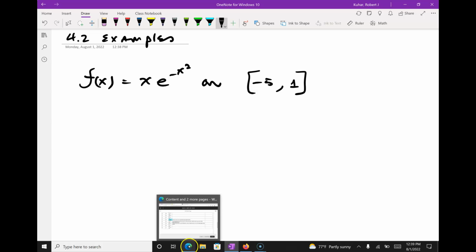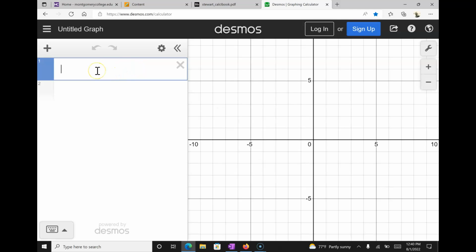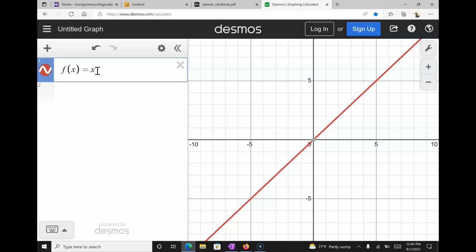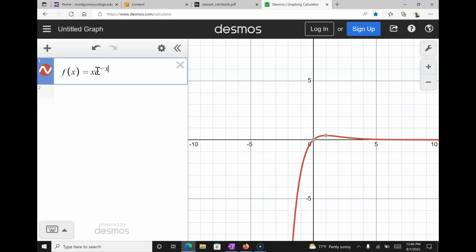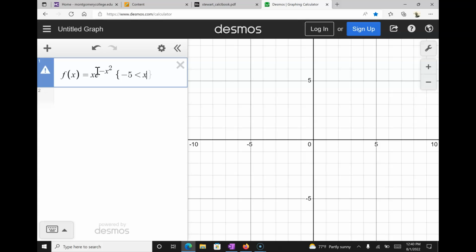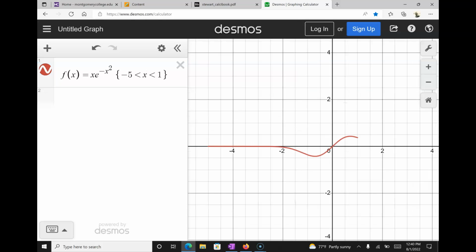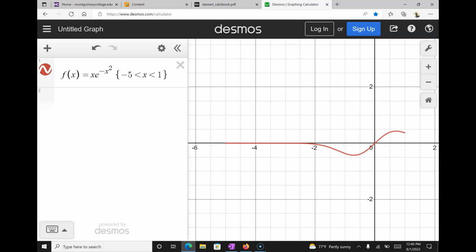So we want to look at this graph. So I'm going to Desmos. So are you. I'm going to take a look at my graph of this particular function, f of x equals x times e to the minus x squared. And I want to restrict my domain from negative 5 to 1. Let me make it negative 2 to 1, just so I get a little bit of a better visual.